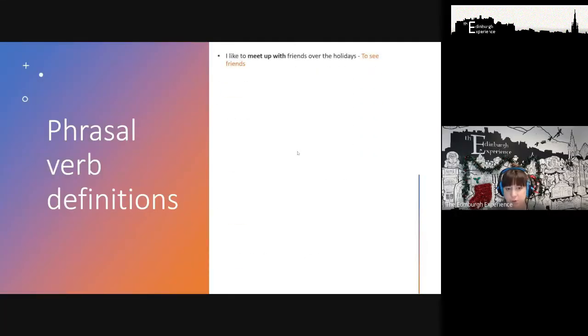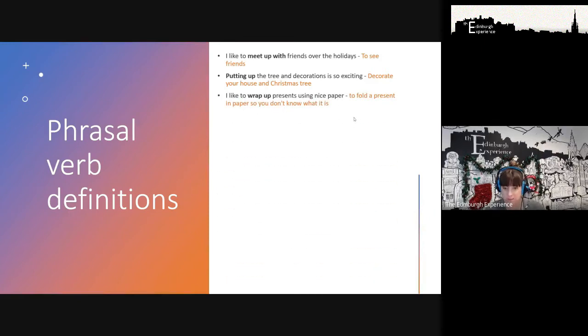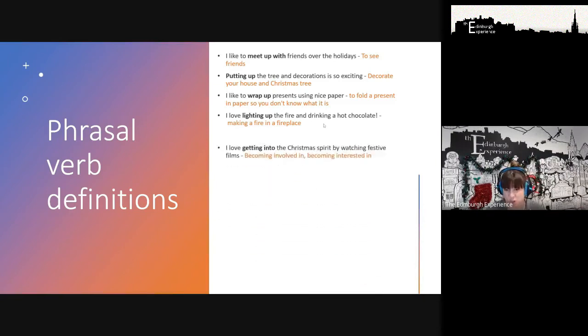All right, so the first one, I'd like to meet up with friends. So that's when you see your friends, you arrange to see your friends, yeah? Put up the tree is when you decorate your house or your Christmas tree. Wrap up presents is to fold it in paper so that no one knows what it is. Light up a fire, so it's when you have a fireplace, right? And you put the fire on, if you like.